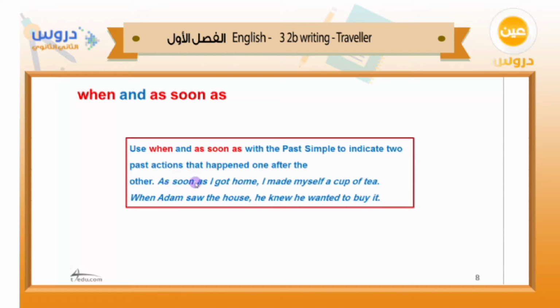For example, as soon as I got home, it means when I reached home, I made myself a cup of tea. So here you have two simple past verbs: got, the past of get, and made, also the past of make. So these two verbs are in the simple past.